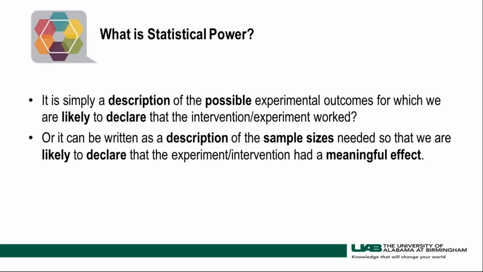But all statistical power is, it is simply a description. I'm describing the description of possible experimental outcomes for which we are likely to get a p-value less than or equal to 0.05. Or that we are likely to declare that we have found evidence at the end of the trial that indicates drug A is superior to drug B. Or that therapy A is better than therapy B. Okay? Or it can be written as a description of sample sizes needed so that we are likely to declare the experiment or the intervention had a meaningful effect.